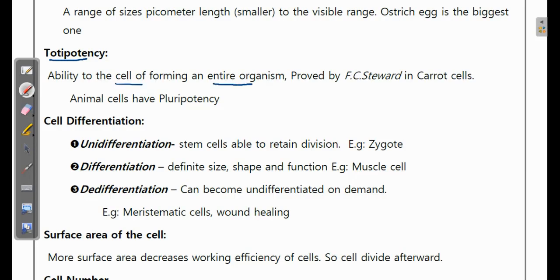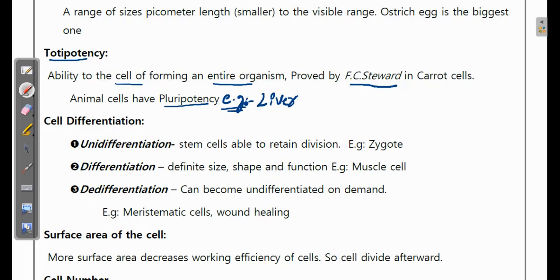So it was first proposed by a scientist called Land, and it was proved by a scientist called FC Steward in carrot cells. The similar property may not be completely seen in the animals, but still the similar capacity is called pluripotency. The pluripotency is producing a partial amount of organs. Let's say the pluripotency example is the liver. So the liver can regenerate itself even if it has 5% of cells remaining.